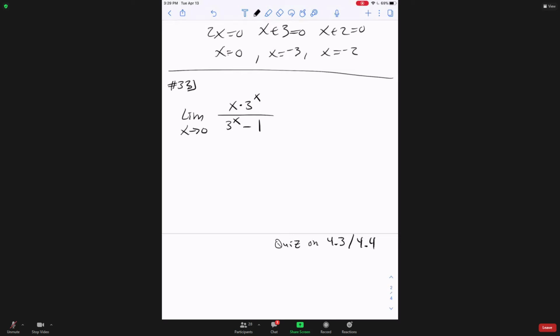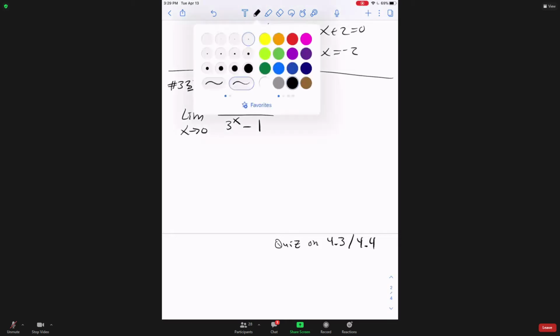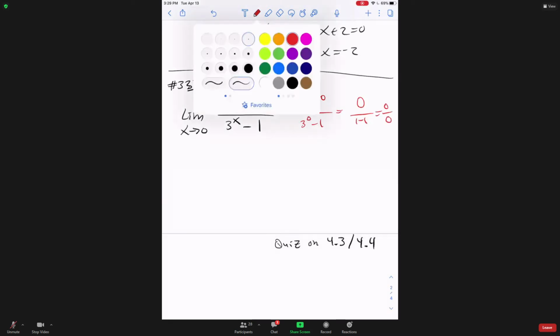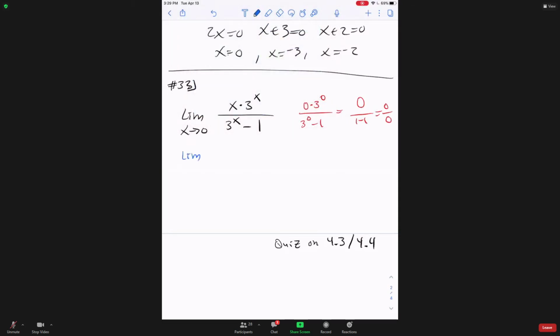Okay, so let's go over this. If you were to plug in x equals 0 here, watch what happens. You get 0 times 3 to the 0 over 3 to the 0 minus 1. So you get 0 over 1 minus 1, which is 0 over 0. So yes, L'Hopital's rule does apply. So what we'll do is take the derivative of the top and the derivative of the bottom. Now, when you take the derivative of the top and bottom, you're not using the quotient rule. You're treating the top and bottom as if they're separate functions.